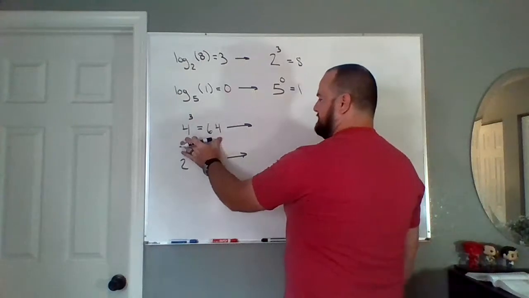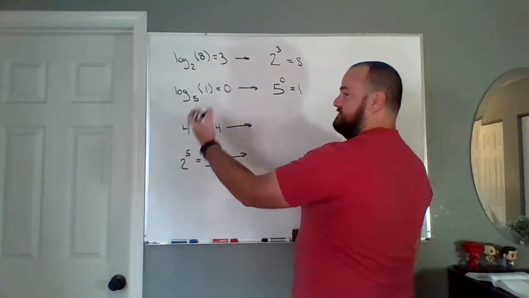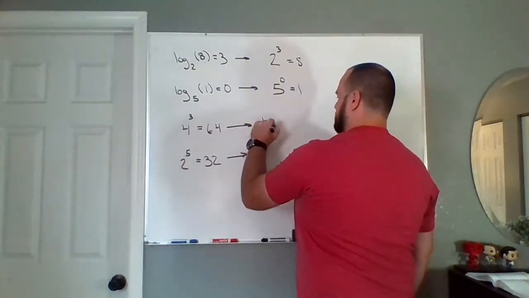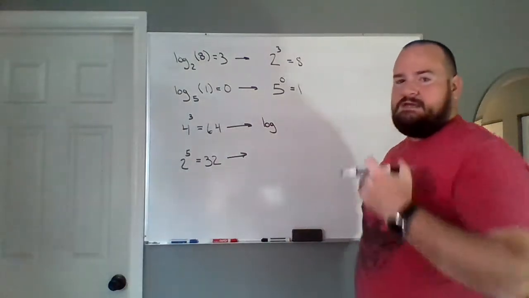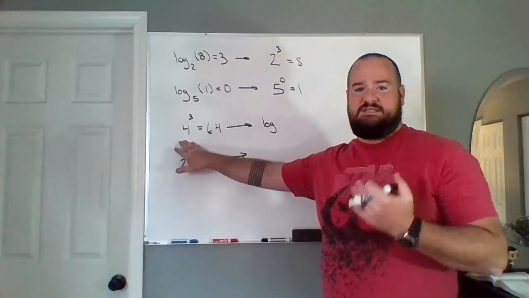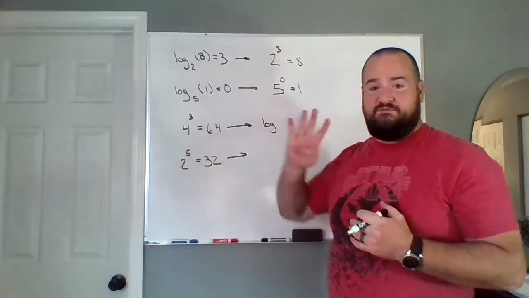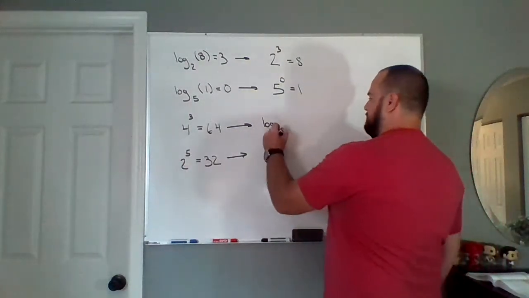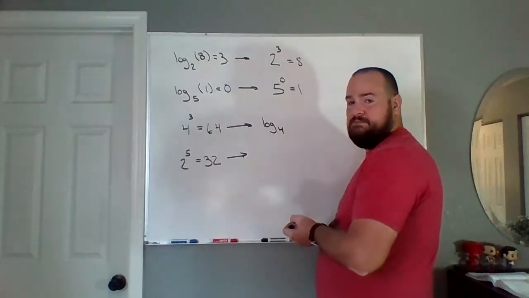Now here, this is an exponential expression. We want to convert this to a logarithm expression. So I'm going to first write my log, so I know I need that. Now what base of the log do I use? Well, I use the same base as the base of this exponential. The base of this exponential is 4, so we use log base 4.